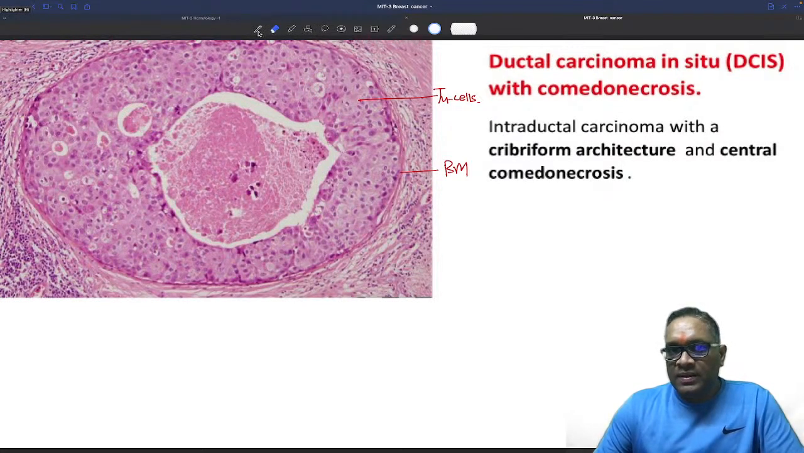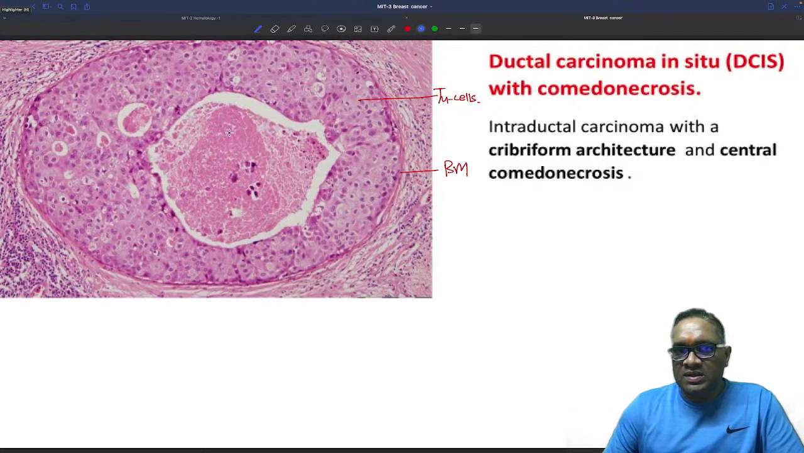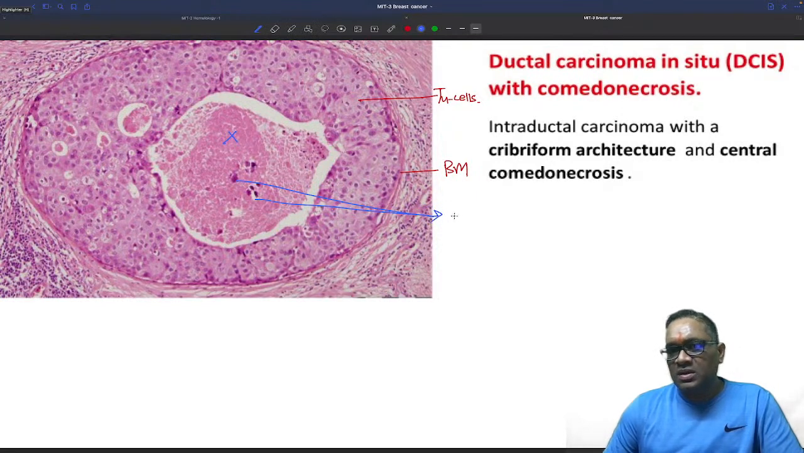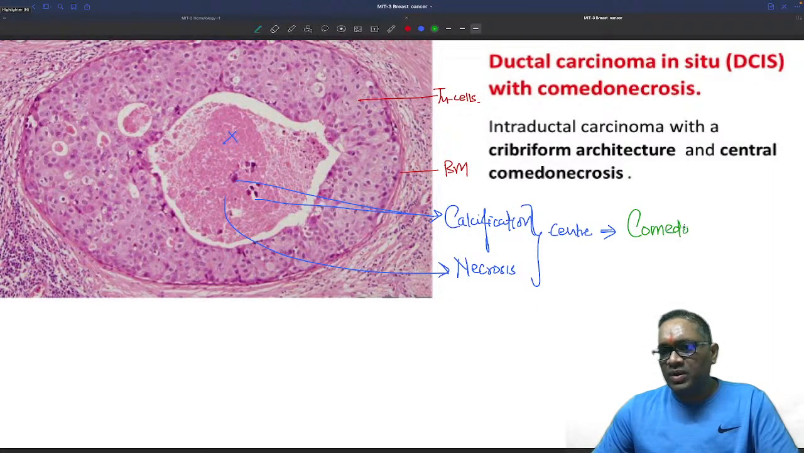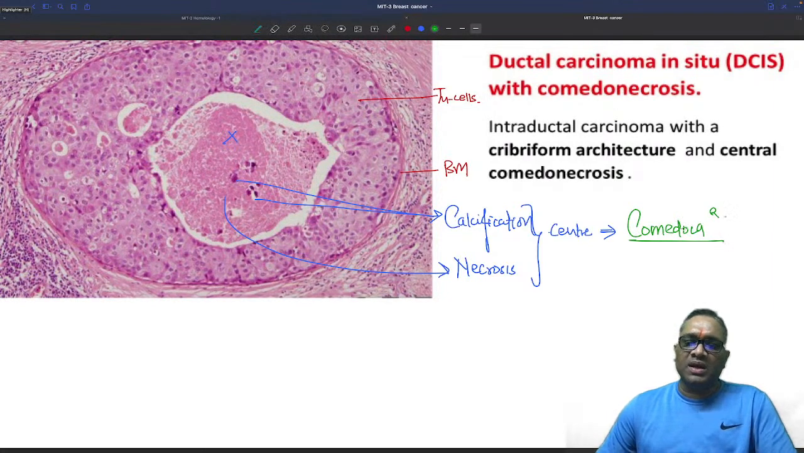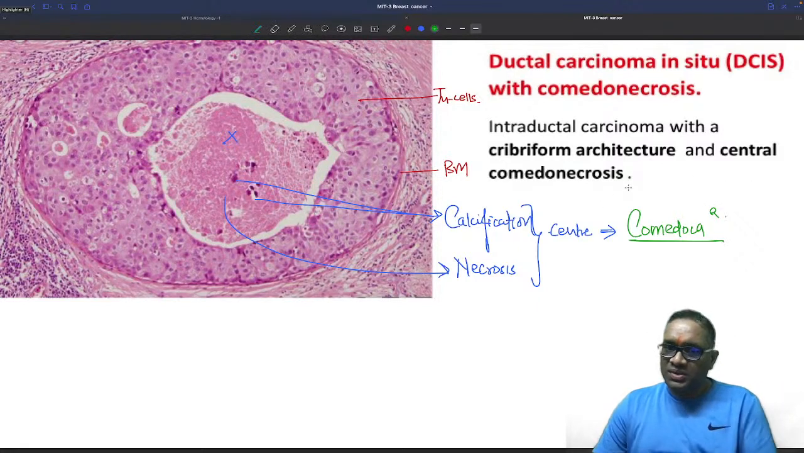When you look into the center, you can see this blue area, which is calcification, and this white, eosinophilic area is necrosis. So necrosis and calcification in the center of the mass will be called comedocarcinoma. This is the feature of comedocarcinoma, which will be seen in carcinoma in situ. These are intraductal carcinoma in situ, where you are going to see comedocarcinoma.